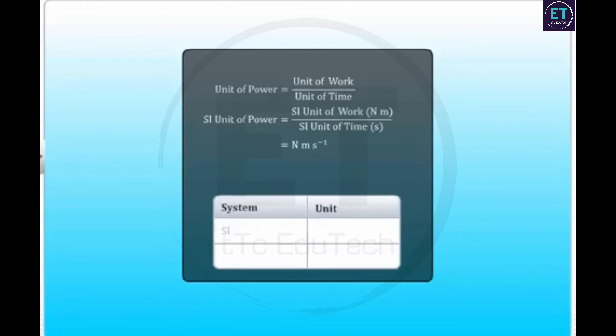In SI system, unit of work is Newton meter, and unit of time is second. Thus, the unit of power in SI system is Newton meter per second. 1 Newton meter is 1 joule. This gives the SI unit of power as joule per second, which is watt. In the CGS system, power is measured in erg per second.